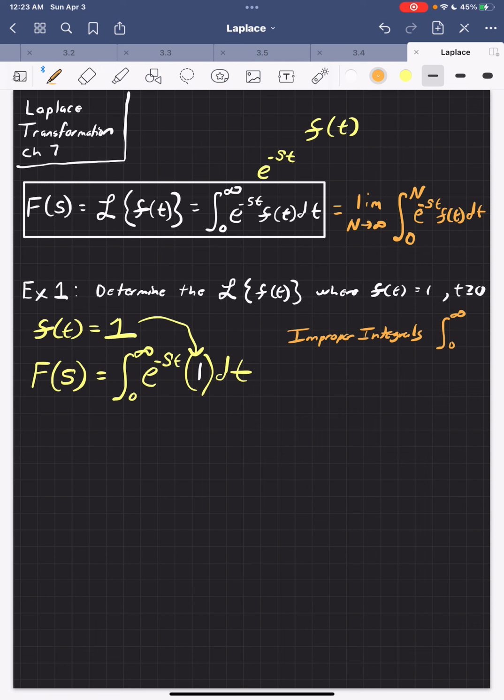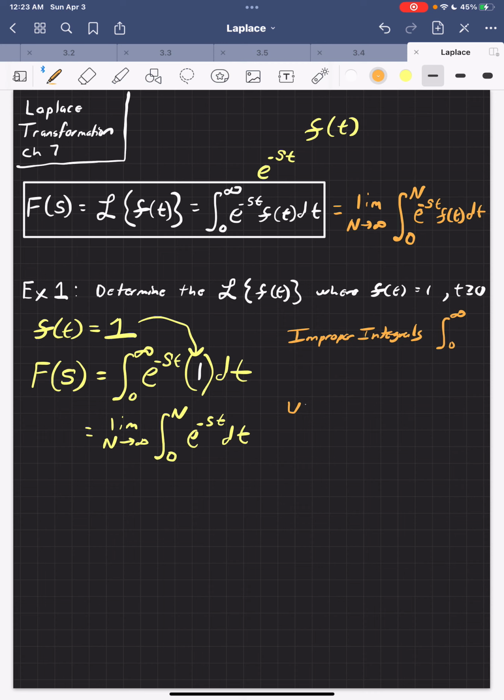Okay, so let's go ahead and do that right now. To do this, we want to take the limit as n goes to infinity, and we're going to be integrating from 0 to n of just e to the negative st dt. All right, now this is a fairly easy integration.